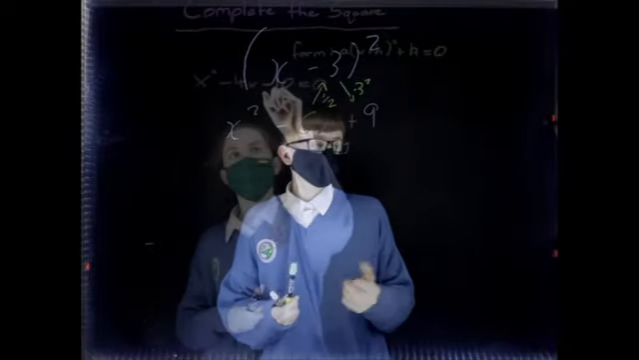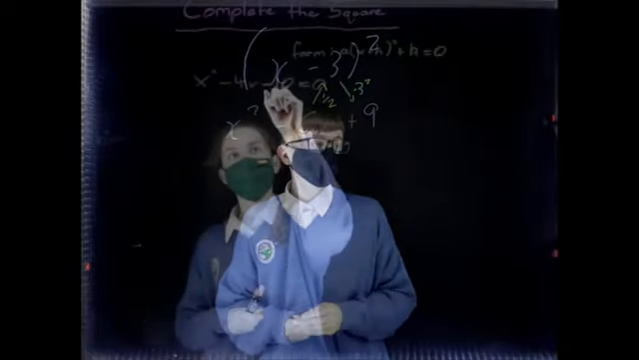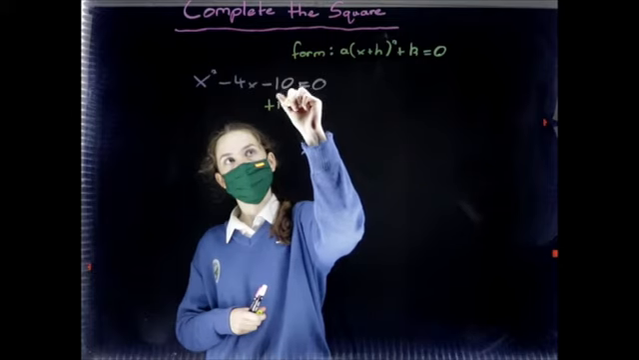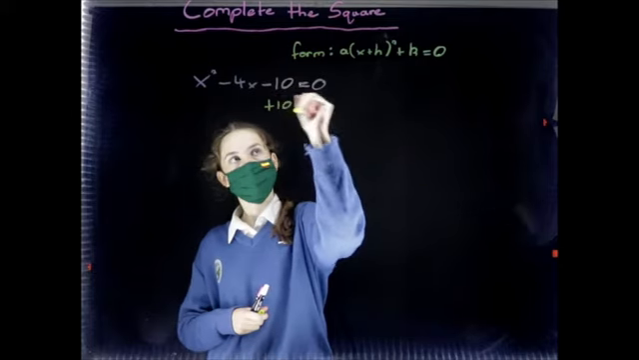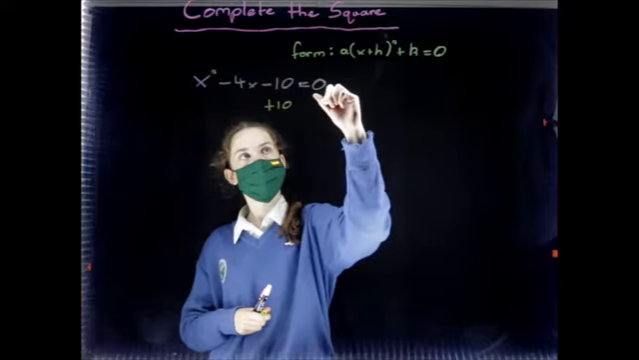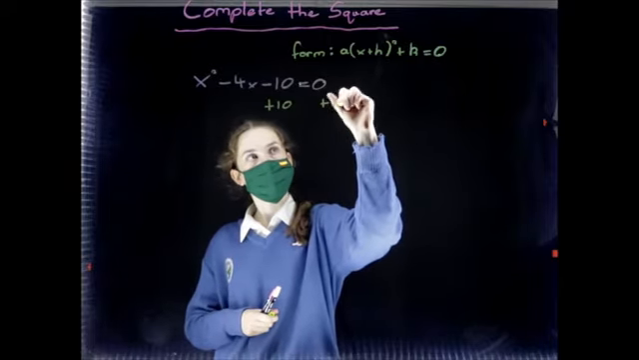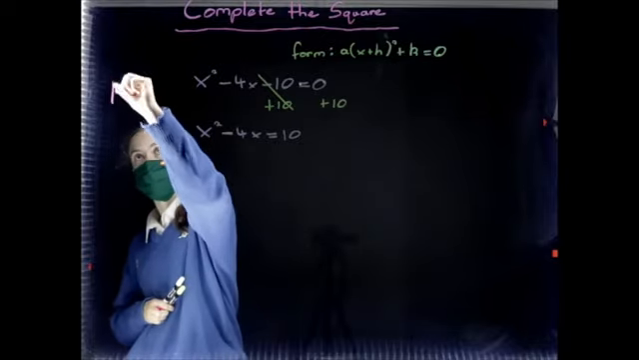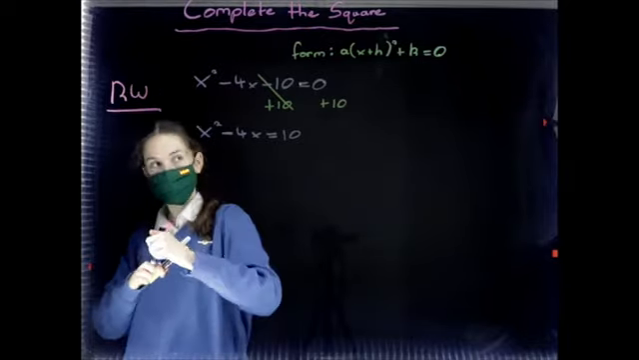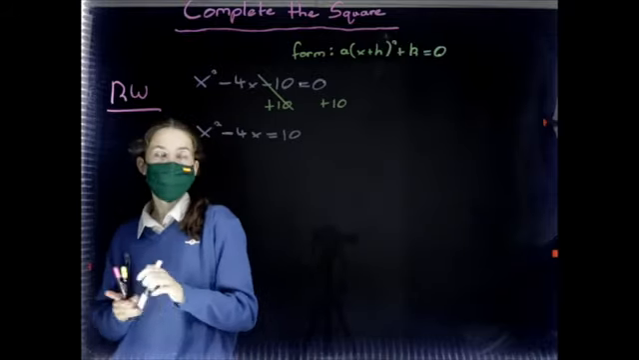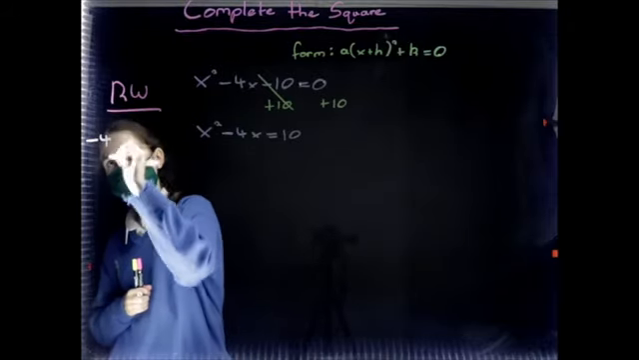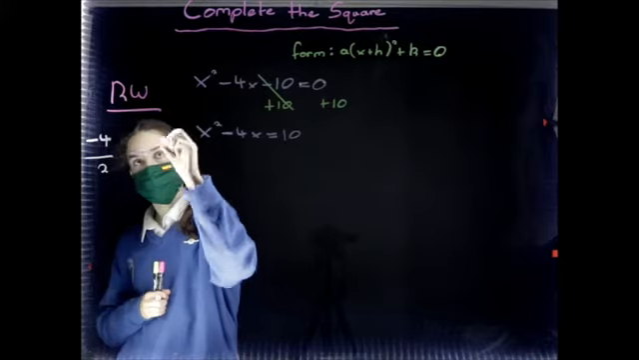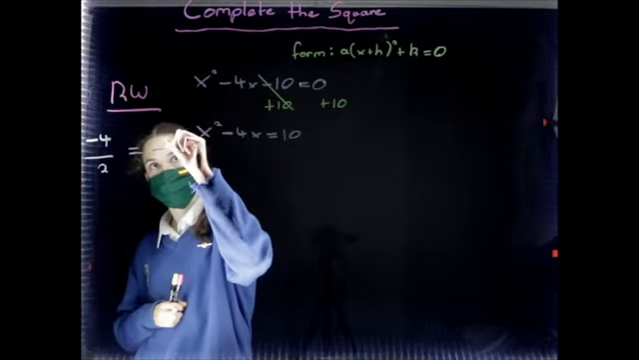Our first example is x squared minus 4x minus 10 equals 0, and we have to convert this to the form a bracket x plus h bracket squared plus k equals 0. So we start by moving the constant over. We do this by adding 10. We then have to find half of minus 4, which is minus 2, and we then square minus 2 to get 4.